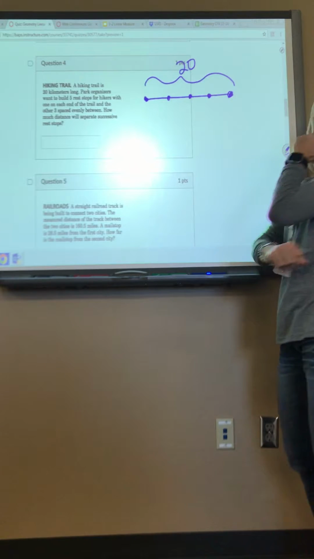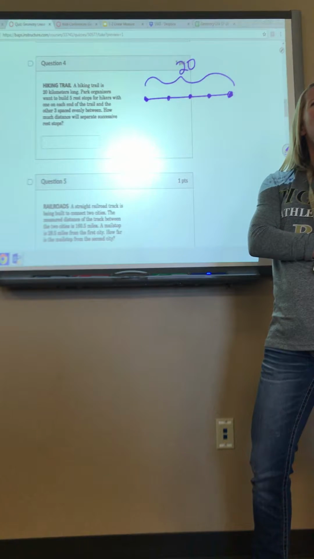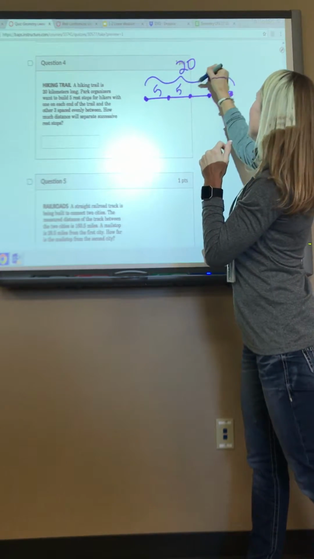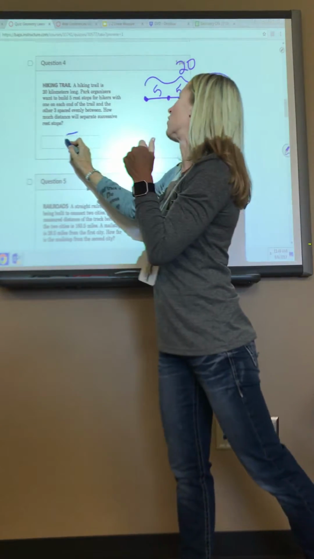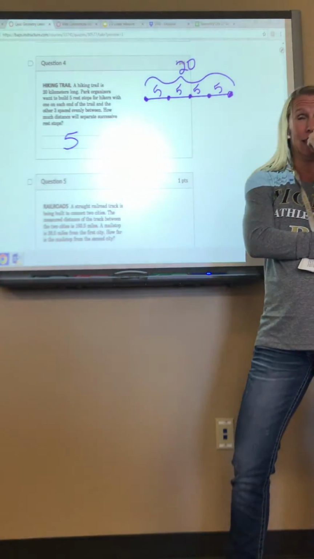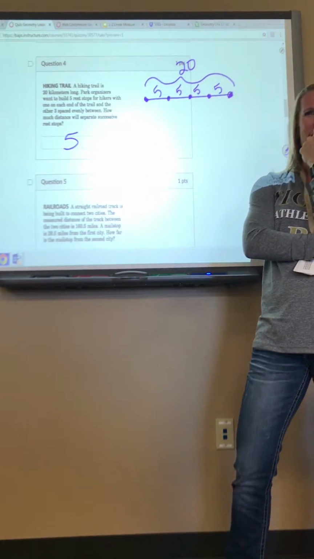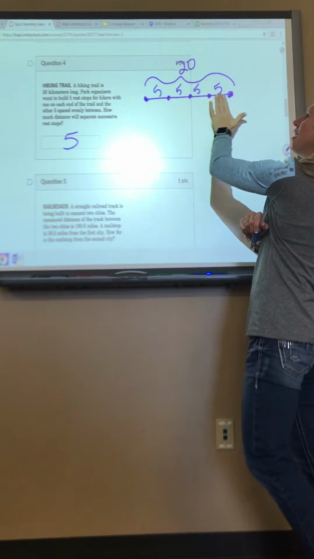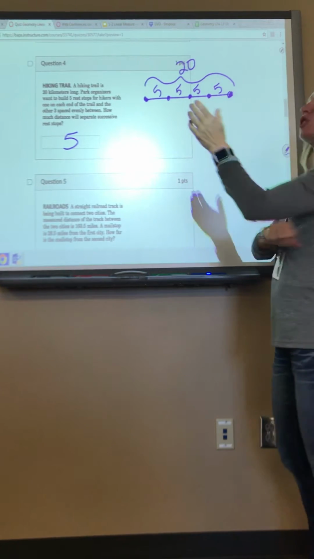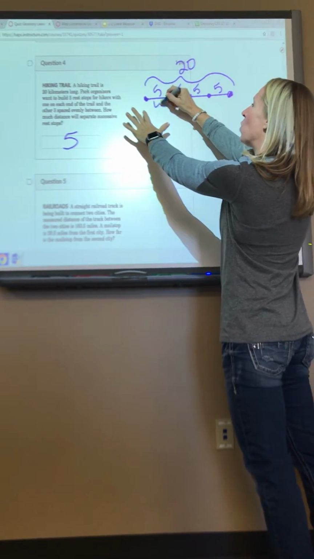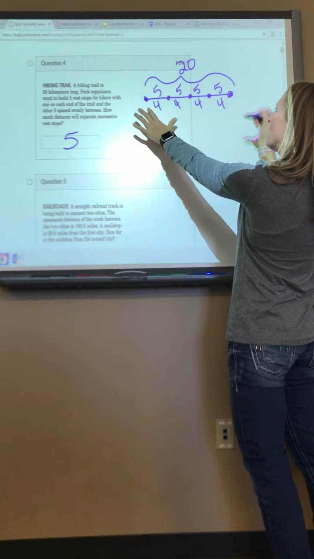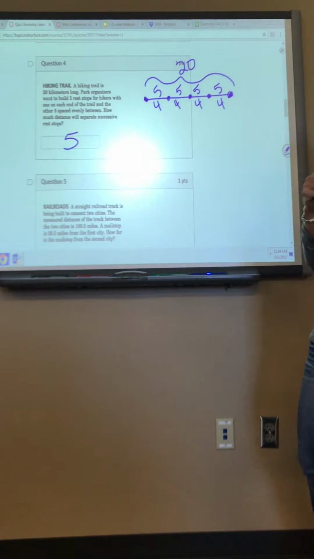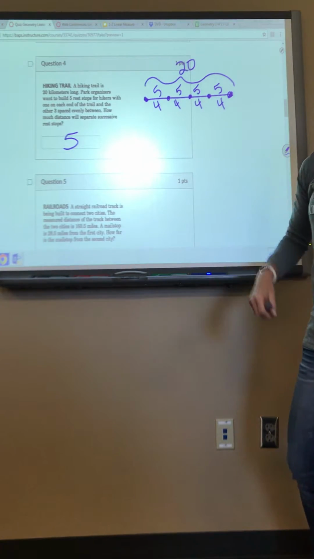4, 8, 12, 16. Huh. That doesn't add to 20. 5, 10, 15, 20. It is 5. It's not 4. Okay, but look, if there's 5 rest stops and I have 4 plus 4 plus 4 plus 4, does that add up to 20?